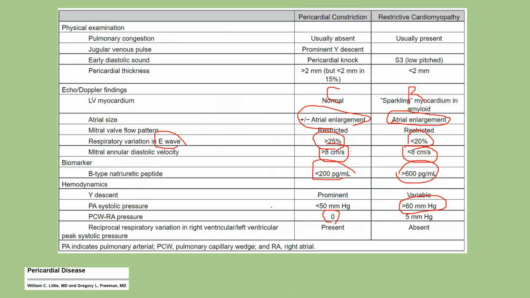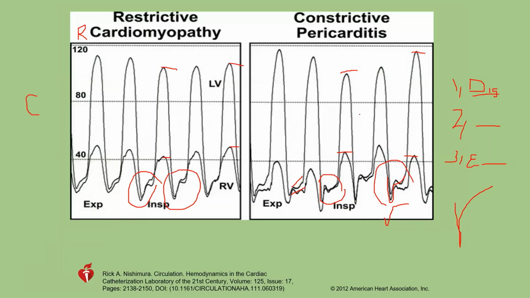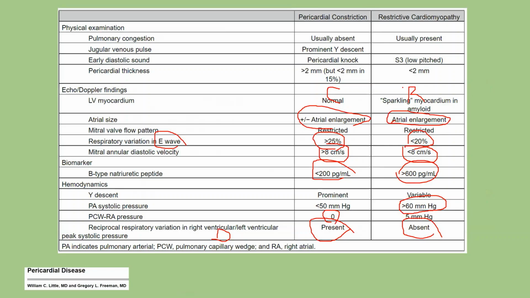Okay. Now the reciprocal variation, which is concordance. This is the concordance and discordance. This one is discordance. So the discordance in pressure between the LV and RV is a manifestation of what? Constriction. And it is absent in restriction. And again, just to make sure that you understand this one, the discordance means the LV pressure is low while the RV pressure is conversely high, and vice versa. So this discordance is a sign of constriction, not restriction.